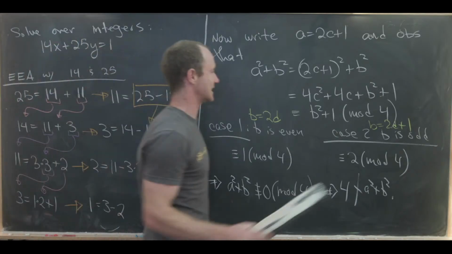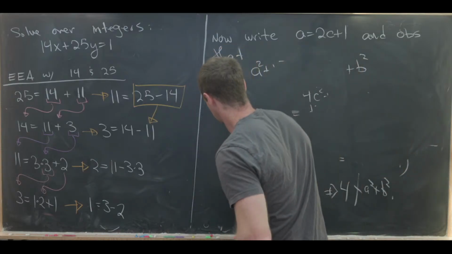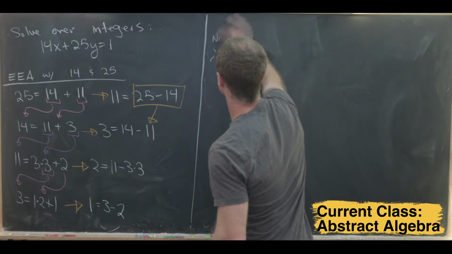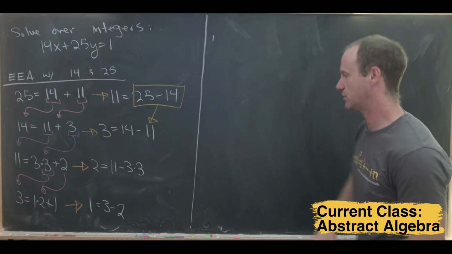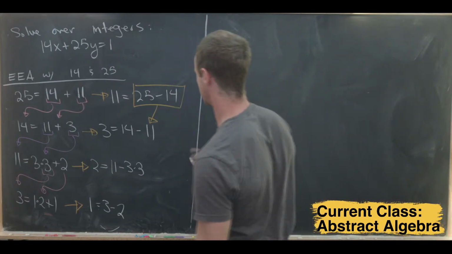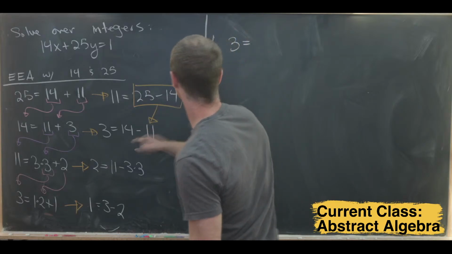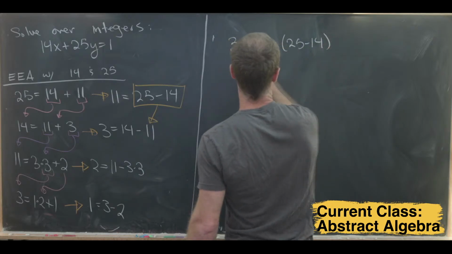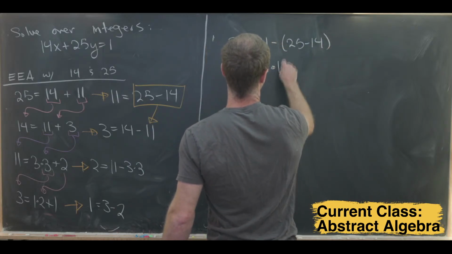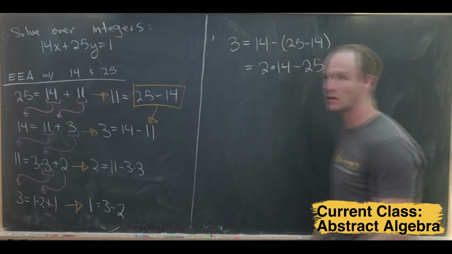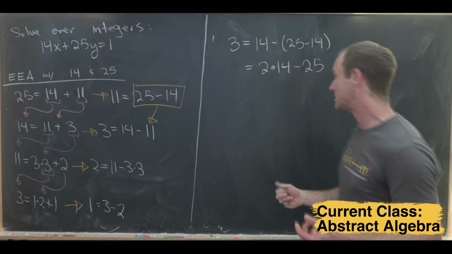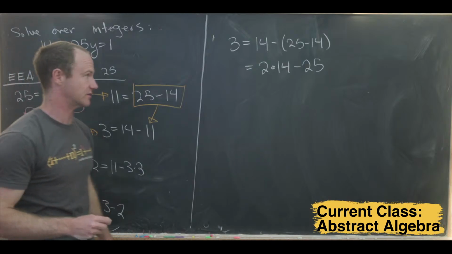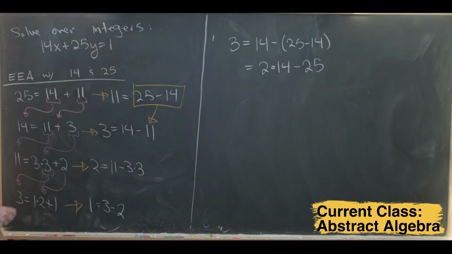Okay, so let's see, what's that going to give us? It's a lot to put me on the spot doing this in real time because it's so easy to make a mistake. So here you get 3 is equal to 14 minus (25 minus 14). So that's equal to 2 times 14 minus 25. And you might say, well, hey, 2 times 14 is 28. That being said, you want to keep 14 and 25 as almost like variables here.